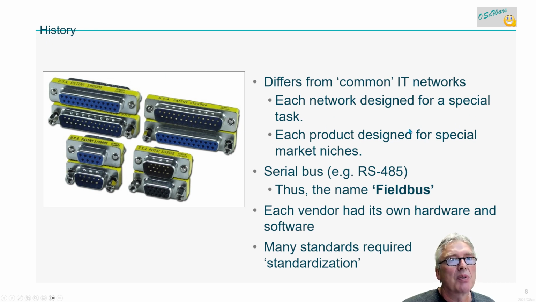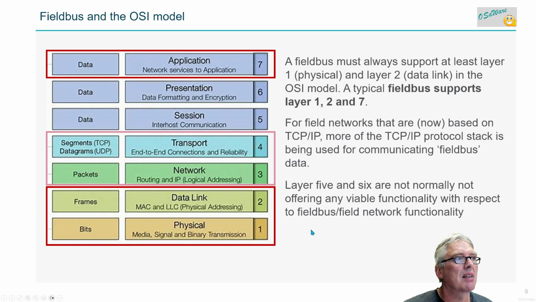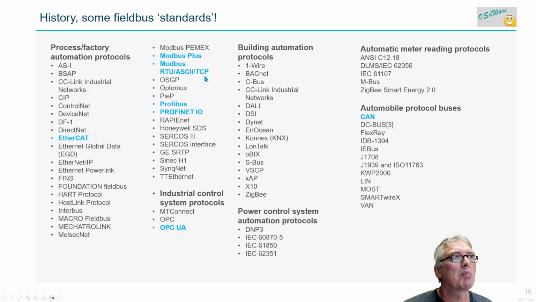Each network does have a special task. Serial bus, and this is thus the name field bus. Each vendor has its own hardware and software. And in the OSI model, what they usually do is implement layers 1 and 2. If you go to field networks, of course there's going to be TCP/IP, but some field networks are bypassing the TCP/IP stack because it's slow. But the application layer, of course, you need because you have to tie into your application.